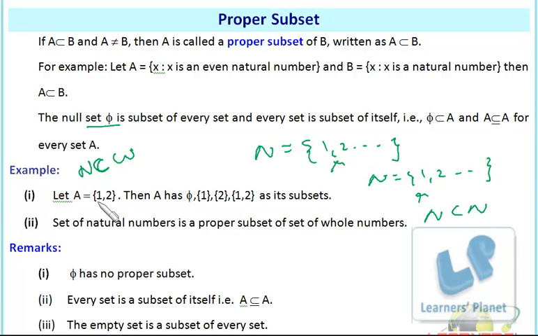So suppose A is {1, 2}, right? So all the subsets of A, if we take separately, are phi, the null set, then {1}, {2} and {1, 2}. All of these are subsets. Okay, and out of these, phi, {1} and {2} are proper subsets. Okay, the set of natural numbers is a proper subset of the set of whole numbers, which I have shown you over here. Okay, phi has no proper subset. Every set is a subset of itself. The empty set is a subset of every set. Okay, so the theory of proper subset and subset must be clear in your mind now.